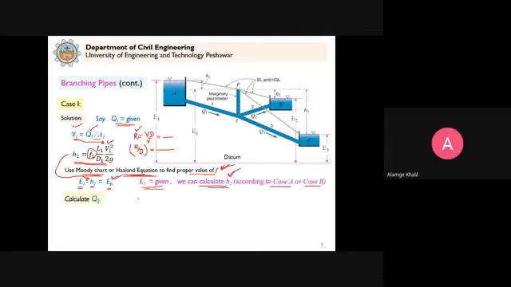Then you can calculate Q2. How to calculate Q2? We will assume turbulent flow. This will be the assumption, that let turbulent flow occur in the pipe. So this is the equation that we already discussed before, that you can use to calculate the discharge. Q is equal to AV, and this V is given by this expression here.